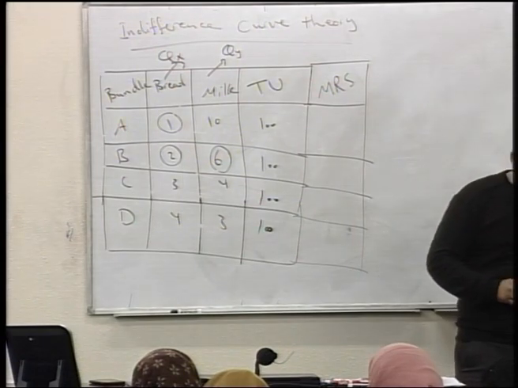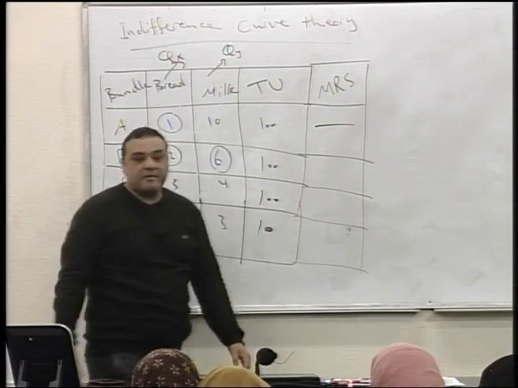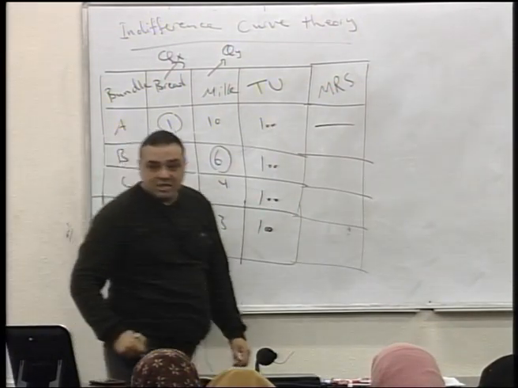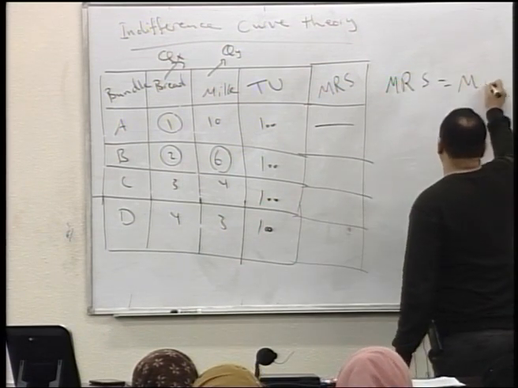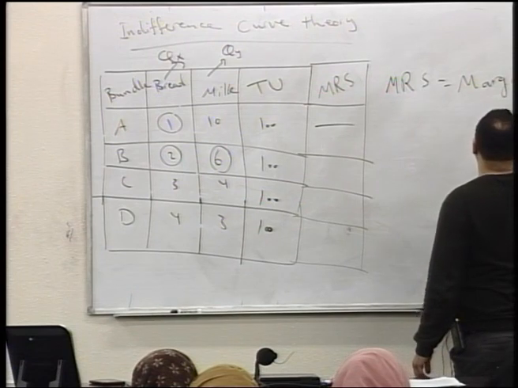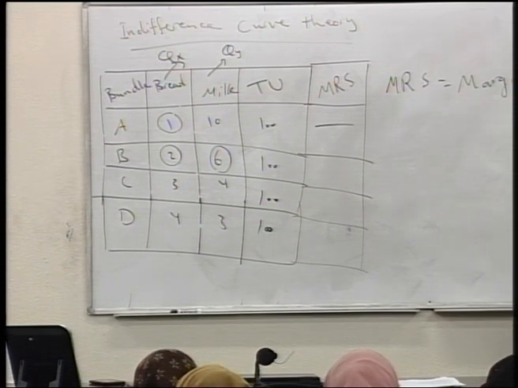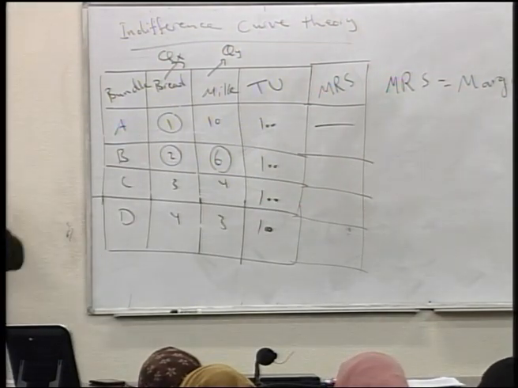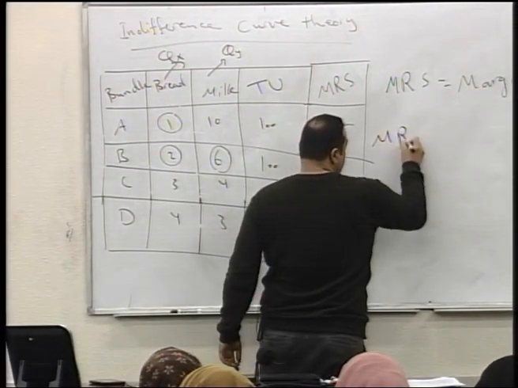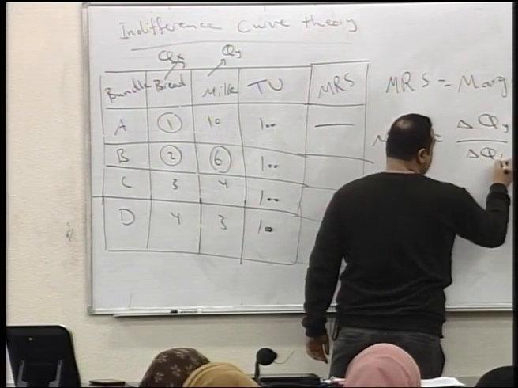Right? So, let's draw the graph here. Let's calculate the marginal rate of substitution. MRS is the marginal rate of substitution, the rate at which I substitute one good for another. MRS equals the change in quantity consumed of Y over the change in quantity consumed of X.